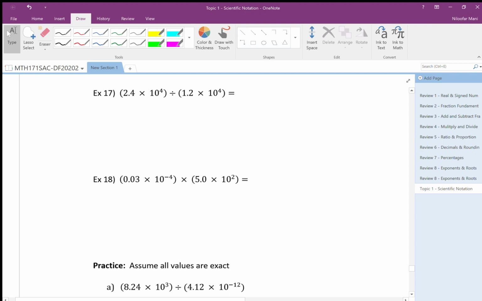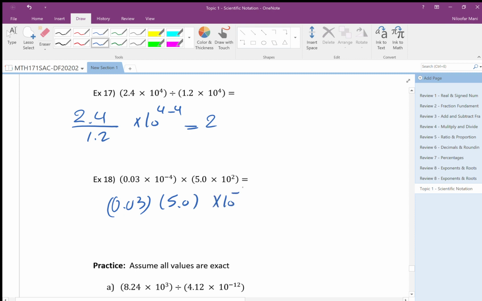So how about here? 2.4 divided by that times this, which is just this. Just 2. That's it. How about this? This times this times this, which is 10 power that.